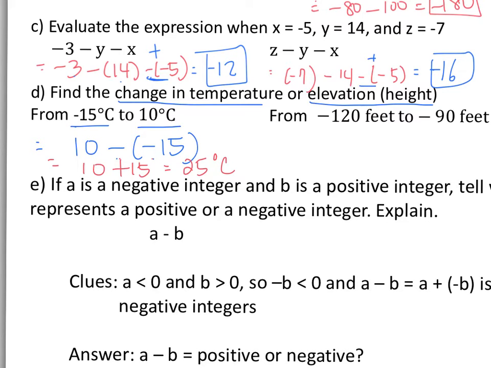And let's take a look at a problem that involves elevation from negative 120 feet to negative 90 feet. Then we take the final height and we subtract that from the initial height, the beginning height. So negative 90 plus 120, that will give you positive 30 feet.